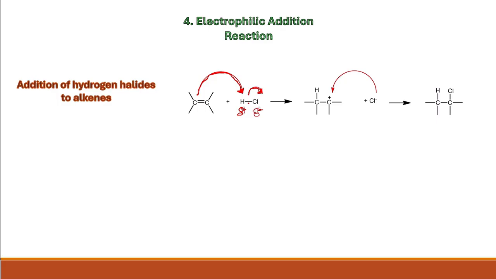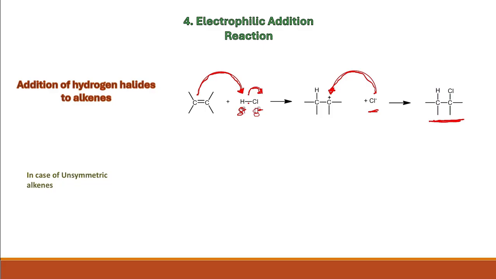Now you have generated a carbocation. Why? Because the hydrogen was added to one of these two carbons and then another carbon will be electron deficient, so it's going to have a positive charge. This is a carbocation. Now you have the chloride that was generated in the first step. This is a nucleophile which is going to attack the carbocation, the carbon with the positive charge. That will give you the final product, which is a halogenoalkane.